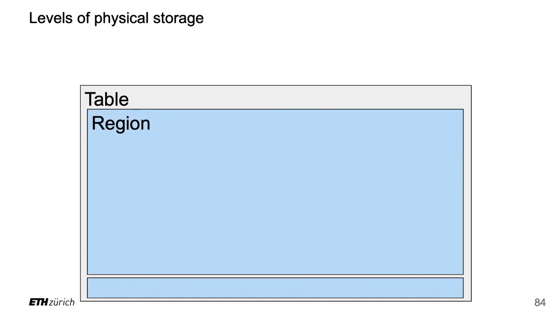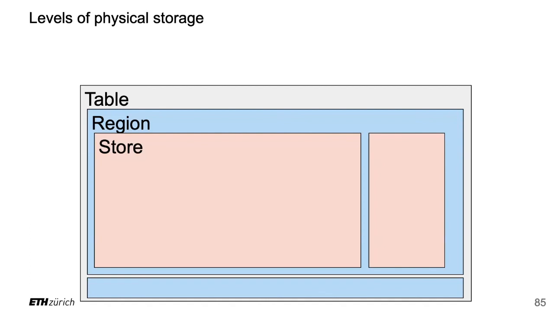Inside that table, we have the regions. This is when we cut horizontally, right? If we cut horizontally, we have regions that are intervals of row IDs. Next, we have the stores. That's the vertical cutting of the regions, where we cut by column family. So several regions per table, several stores per region, one per column family.